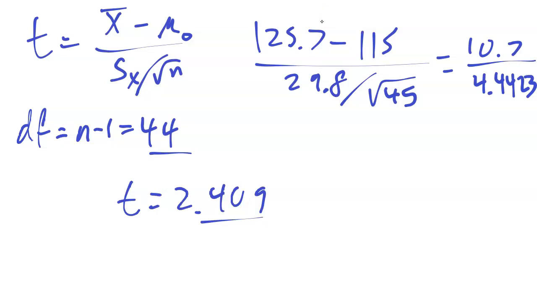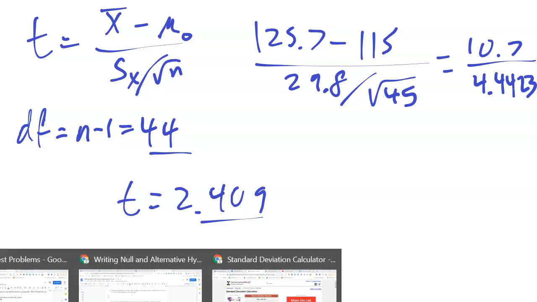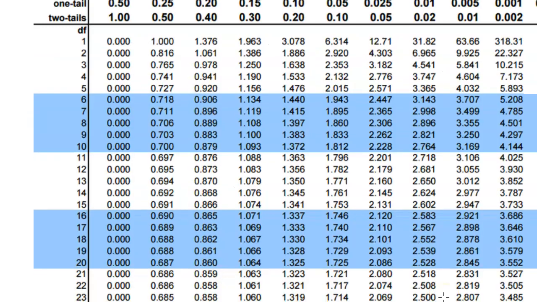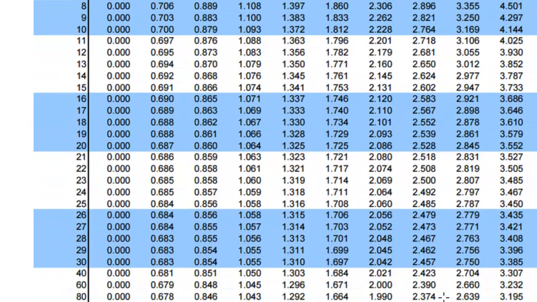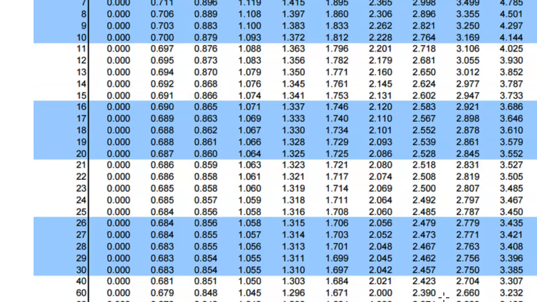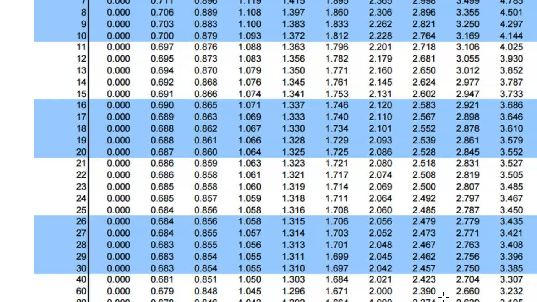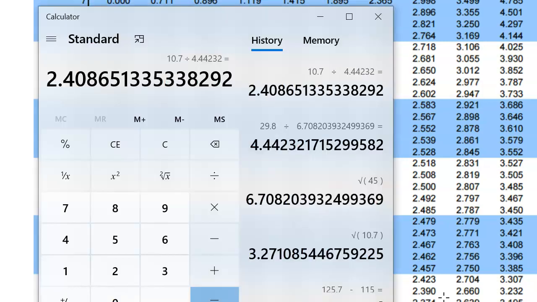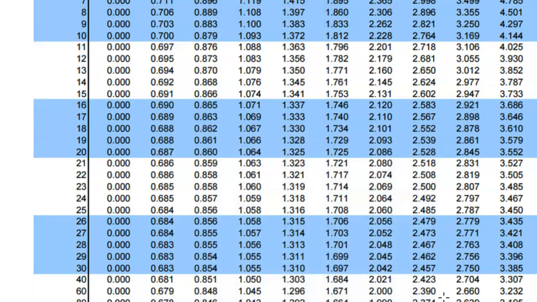Now we need to find the p-value, or the closest p-value that gives us that. Now we're using a t-table, and the t-table isn't the easiest thing to navigate. So we know our degrees of freedom is 44. 44 isn't given here, so we'll round down to 40. And we go over until we see something that is as close to 2.409 as we can get. 2.3 is here. It's a little bit high, so we want a little bit less than that.